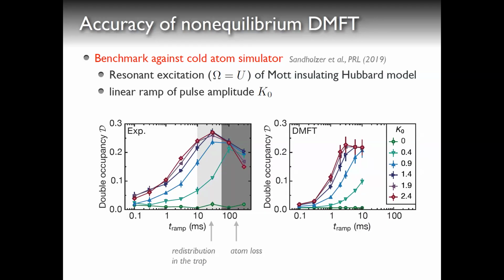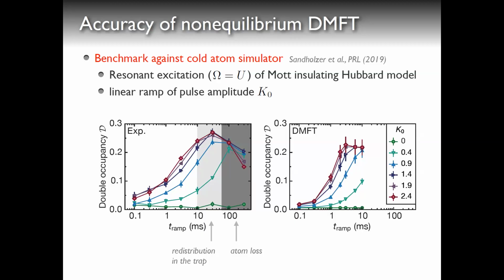For longer times, there are discrepancies because there's a trapping potential in the cold atom system, and at long times there's then redistribution of atoms in the trap and also atom losses. This is not captured in the calculations. But within these error bars, you see there's almost perfect agreement between experiment and theory.